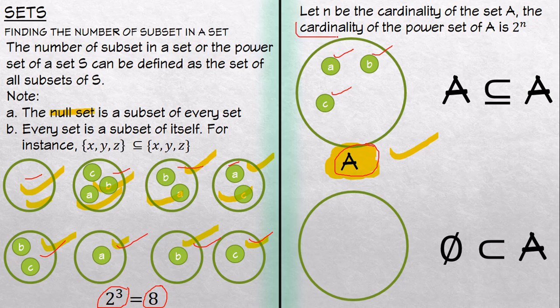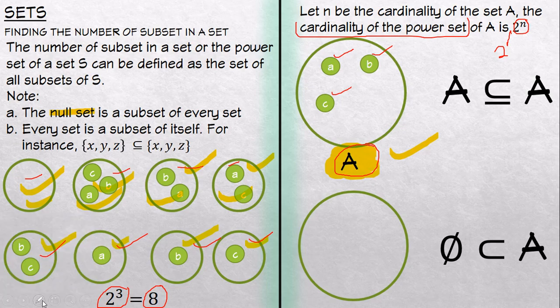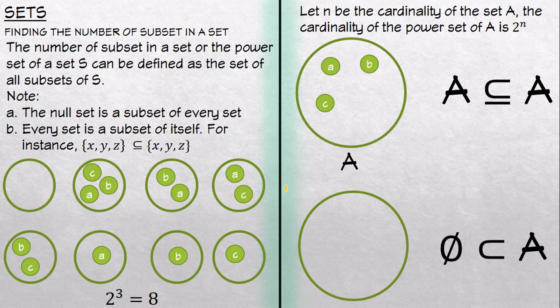Therefore, to find the cardinality of the power set, it is just going to be 2 to the power n. So 2 to the power n is the cardinality of the power set. Good.